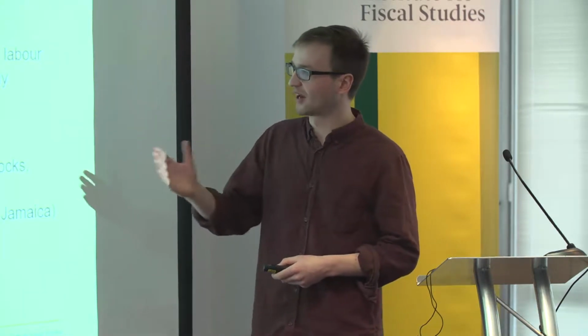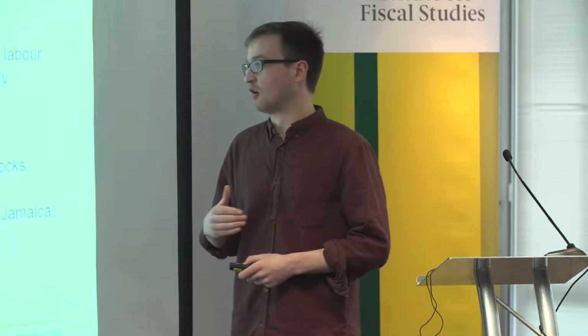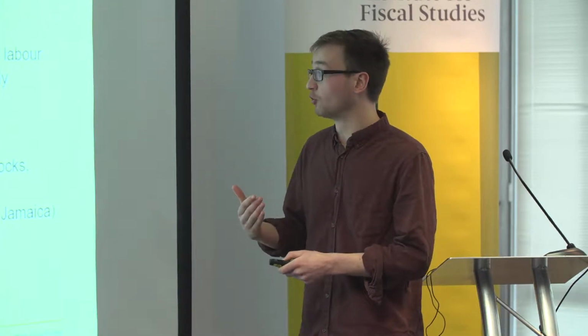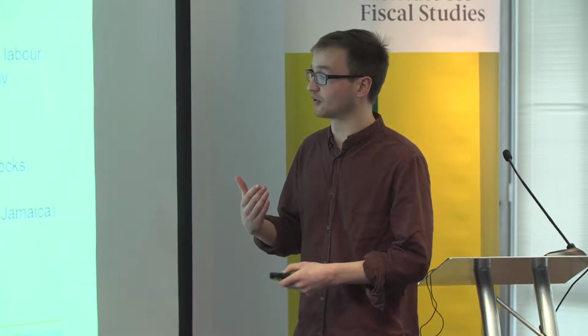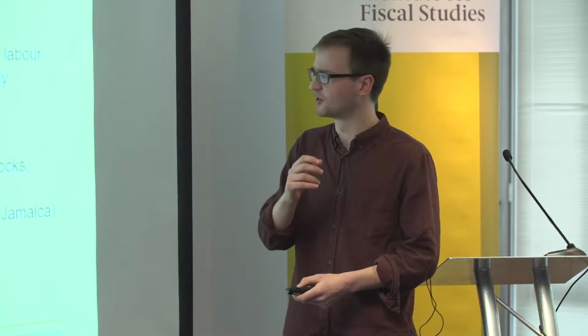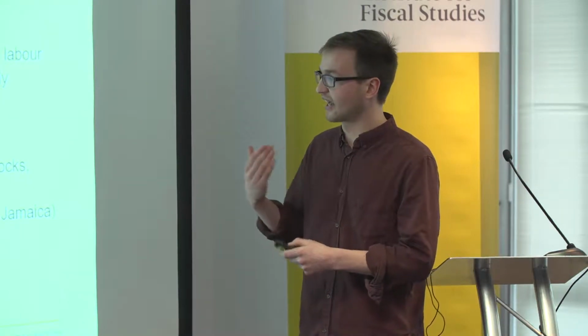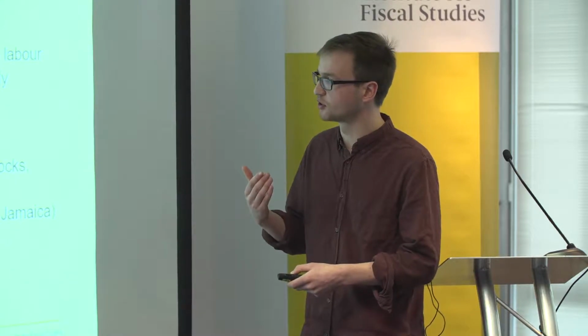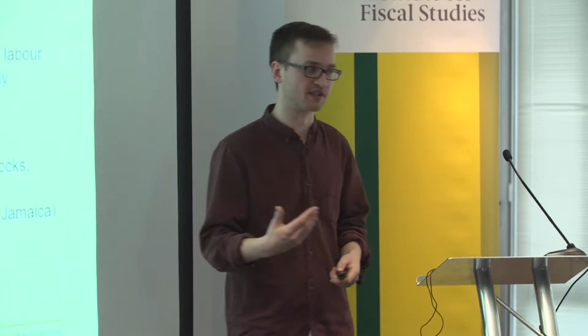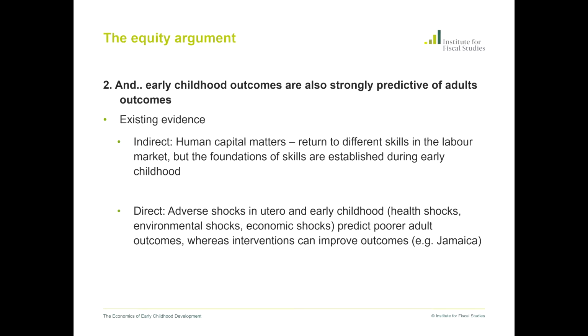In terms of more direct evidence, we know that adverse shocks, even in utero and early childhood, can predict poorer adult outcomes. So I think Ben will mention some of these later, but things like health shocks in utero, economic shocks in utero predict lower wages and outcomes. And we also know interventions such as that in Jamaica can improve outcomes. So this is evidence of the fact that early childhood outcomes predict adult outcomes and lifetime outcomes.